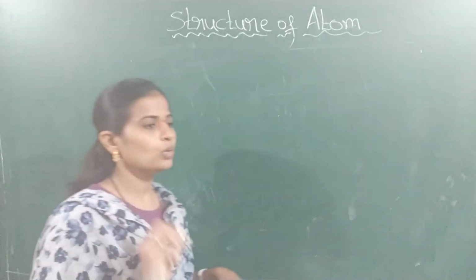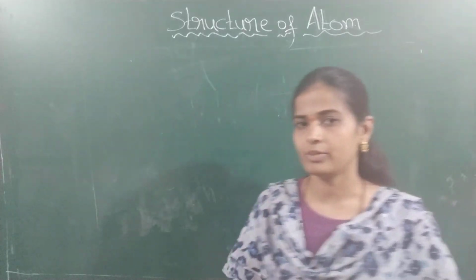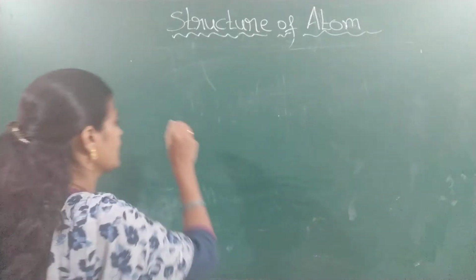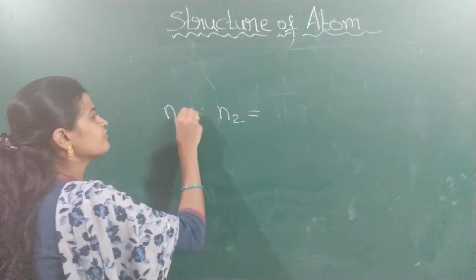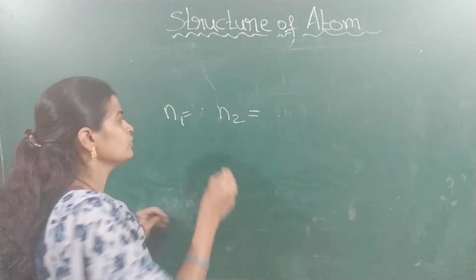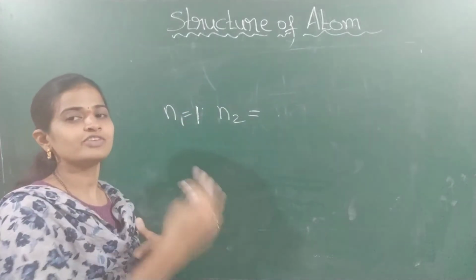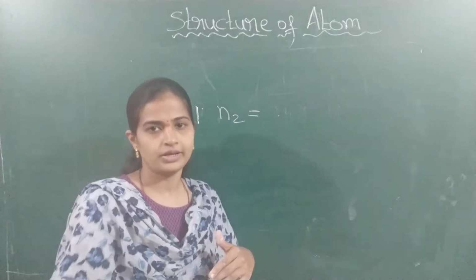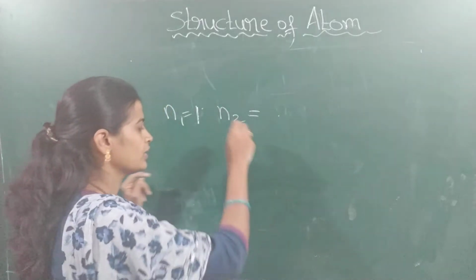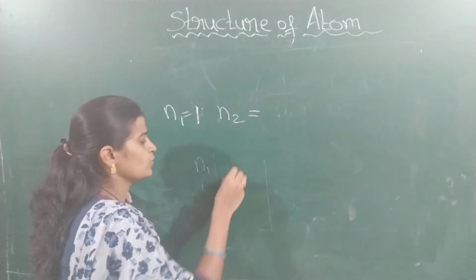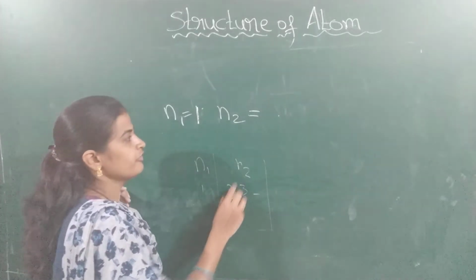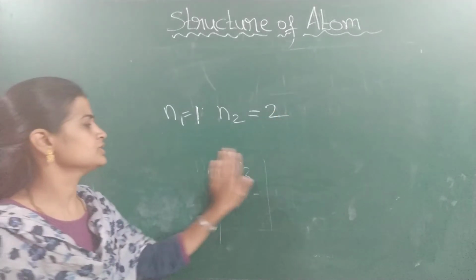What are the n1 and n2 values for the first line of the Lyman series? Just note the question. Lyman series means it comes first, therefore its n1 value is fixed, that is 1. After 1, what number will come? 2, 3. Then what did I ask? First line of the Lyman series. You can refer to the table. n1 value I have written 1, n2 value I have written 2, 3 and so on. First line means this is the value of n2, therefore 2. n1 and n2 is this one.